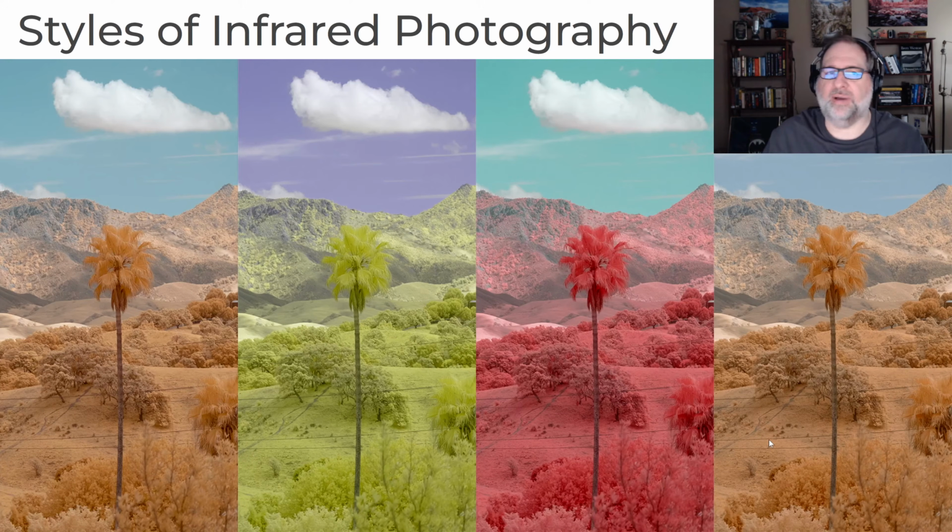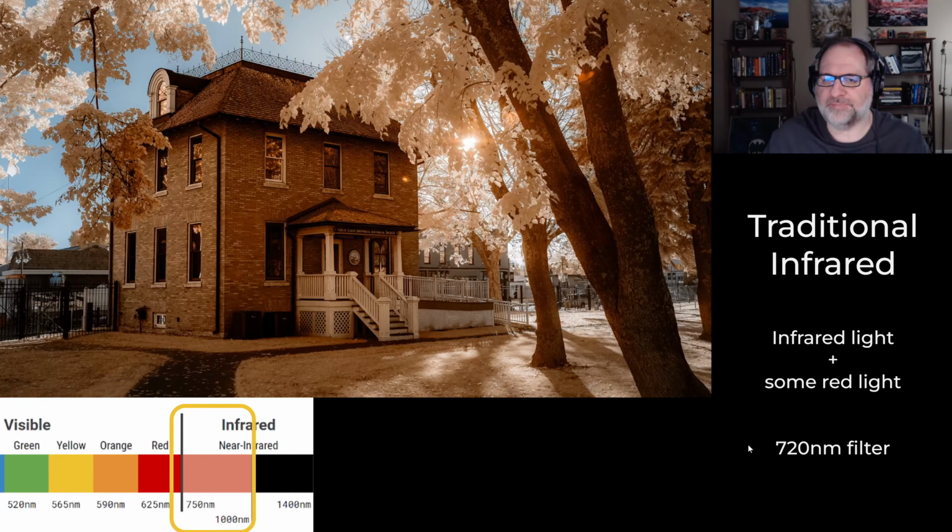So let's talk about the various styles of infrared photography, because there's many styles. There's many combinations of infrared light, visible light, ultraviolet light. Collectively, I tend to talk about these as infrared, because that's the broad category. But again, sometimes we're collecting some visible light, and sometimes we're even capturing ultraviolet light. But they use similar techniques and similar equipment, so that's why we talk about them together.